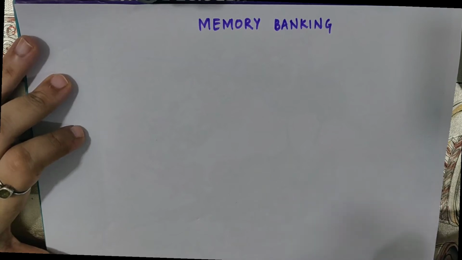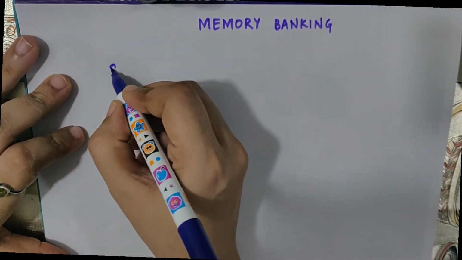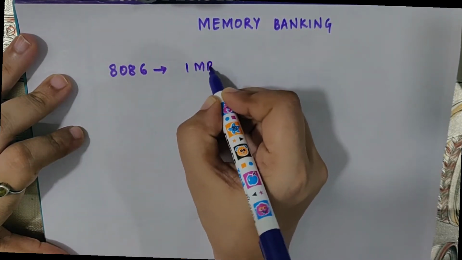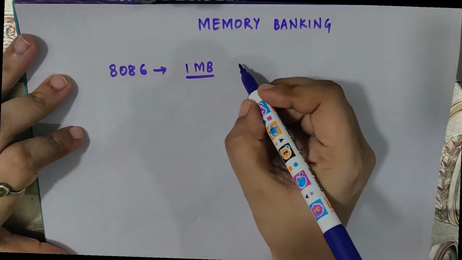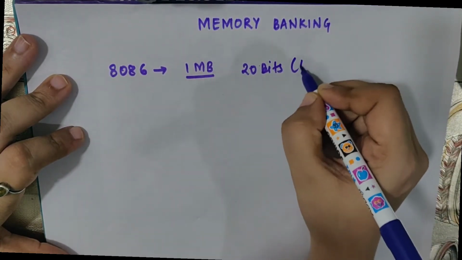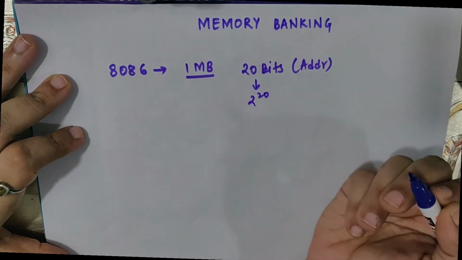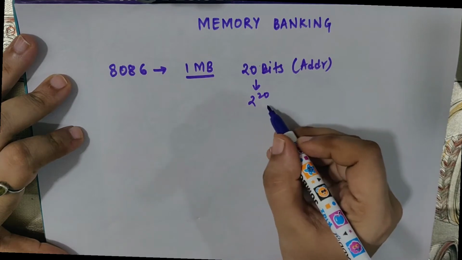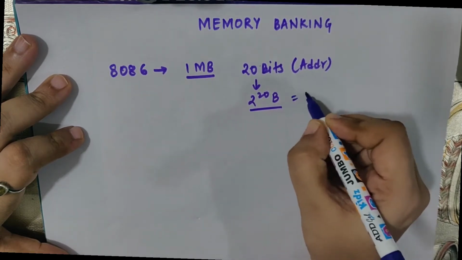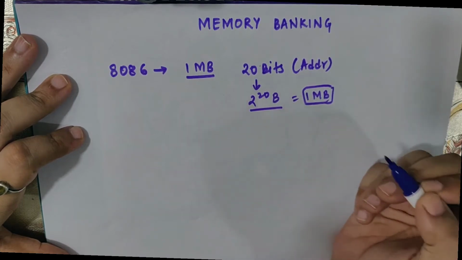Let's discuss what is memory banking in 8086. In 8086, the total memory available is 1 MB, as the size of the address bus is 20 bits. With 20 bits it can access 2 power 20 addresses, and at every memory location 1 byte can be stored. So a total of 2 power 20 bytes, which is 1 MB of memory, is available. This we have already discussed in the previous video.